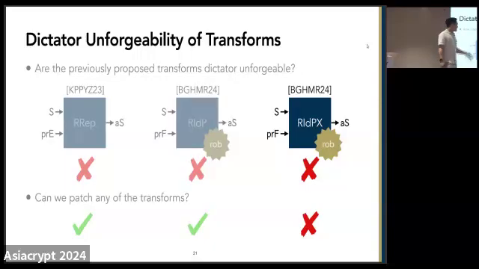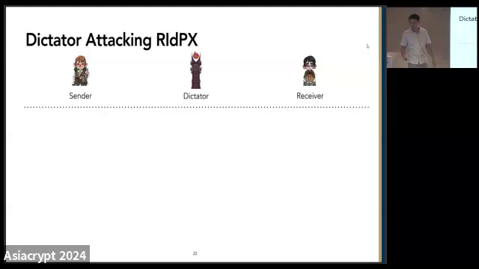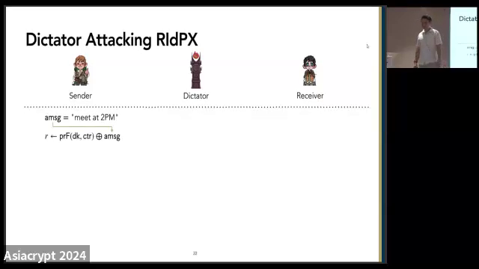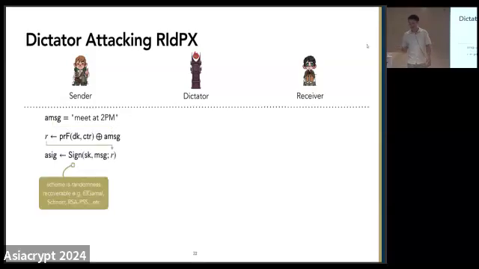So I'll briefly talk about why this is difficult by presenting a practical attack. So let's say our sender is sending an anamorphic message that says, let's meet at 2 p.m. What they do, because of the way RIDPX works, is they're going to calculate this PRF XOR the anamorphic message and then sign using that. And we're going to assume the signature is randomness recoverable, so that it's Elgamal, Schnorr, or RSA PSS. And then this is sent.